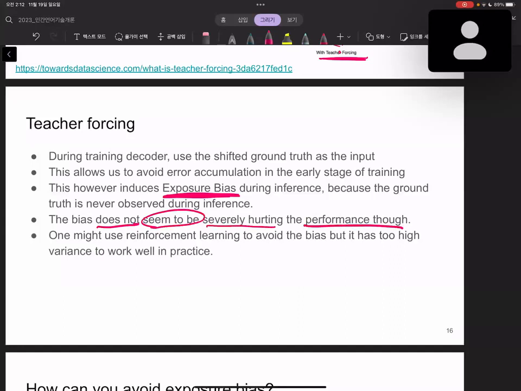But for sure, it causes some unwanted behavior. Okay, so some people use reinforcement learning to avoid the bias, but it has too high barriers to work well in practice.